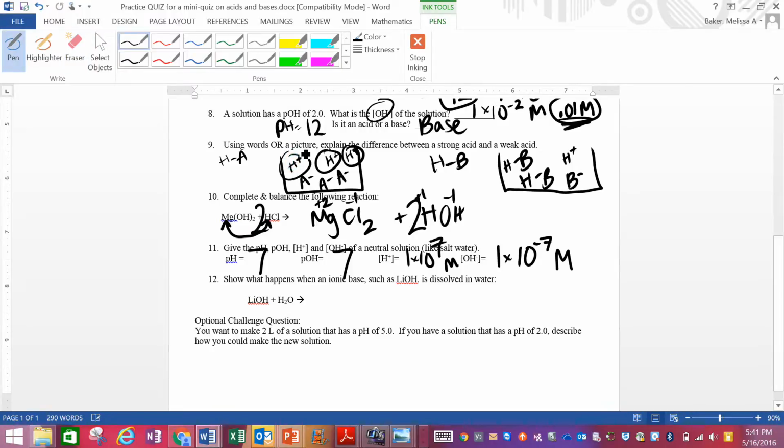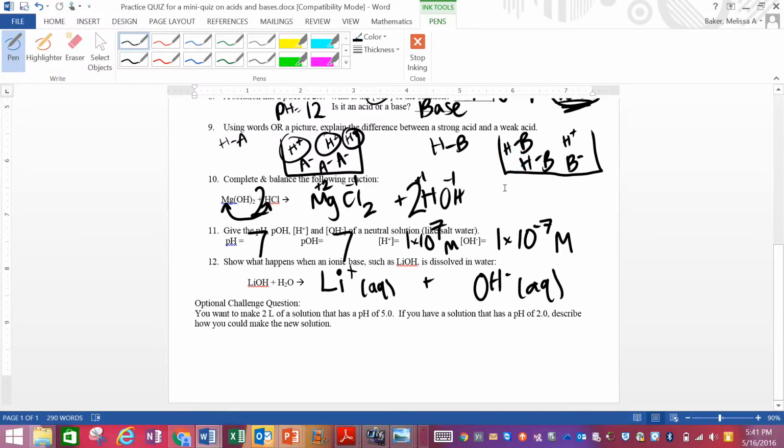There we go. What happens when an ionic base, such as LiOH, is dissolved in water? Ionic things break apart, so this will form Li plus and OH minus. The polar water molecule will pull those ions apart in that ionic bond. Optional challenge. Of course we want to take on the challenge.